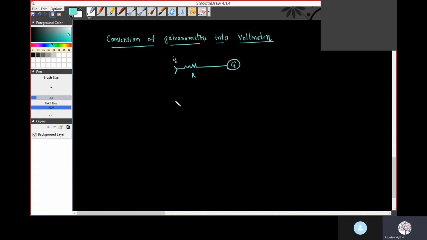So this is R. So the potential V, by Ohm's law, is V is equal to Ig into G plus R. Now from here, how much resistance do we need to add? V by Ig minus G is equal to R. That is the resistance required.